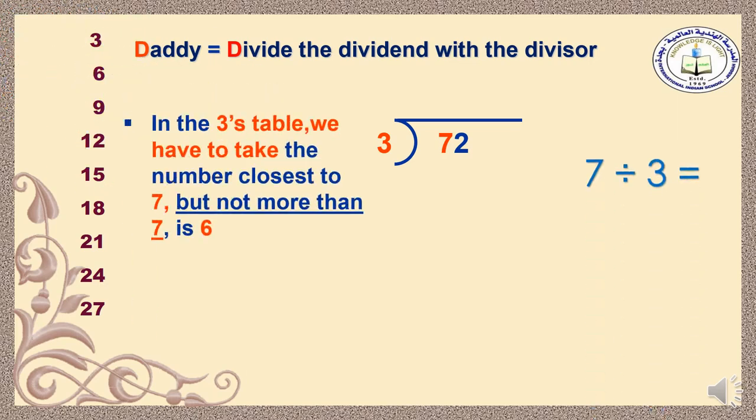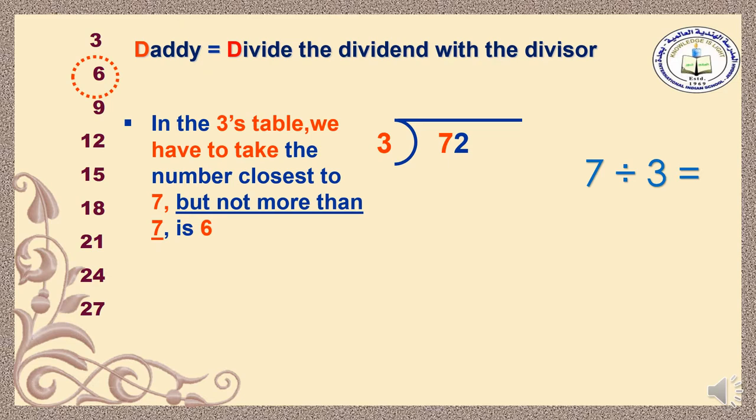So we will take the help of the 3 table, which I have written towards the left side. 3, 6, 9, 12, 15, 18, 21, 24, 27. In the 3 table, we have to take the number that is closest to 7, but not more than 7. So here we can see that 6 is the number which is closest to 7. If we go for 9, it will become more than 7, so we cannot take. So we have to take 6.